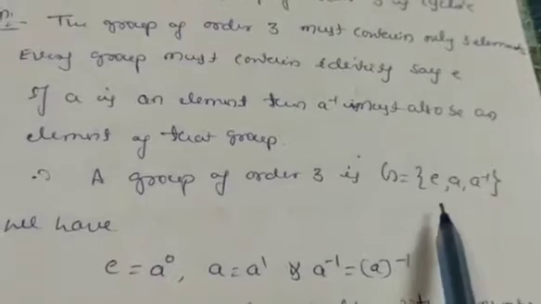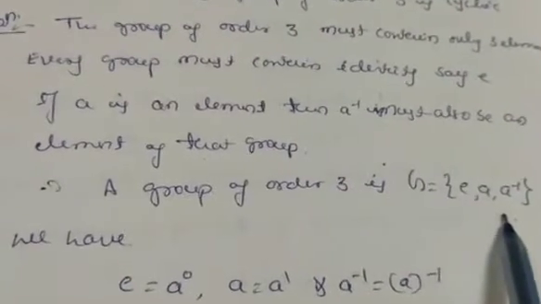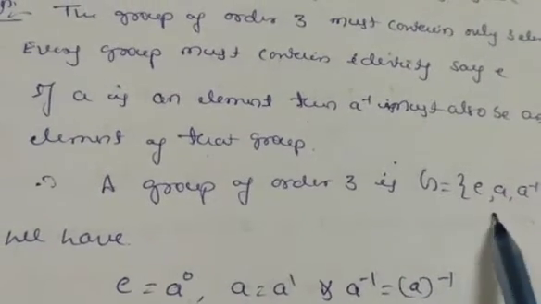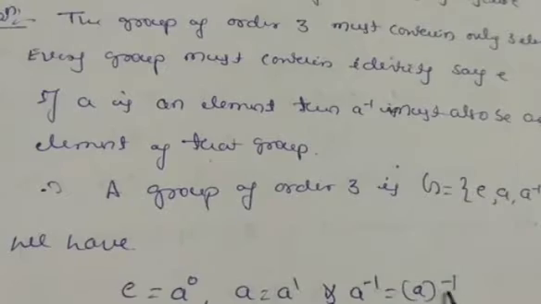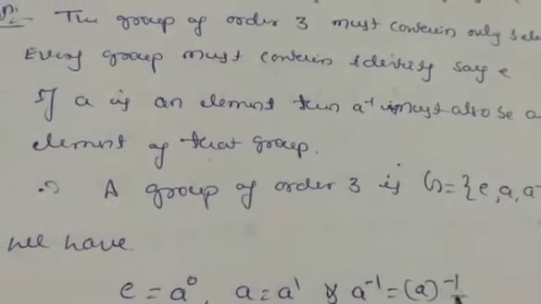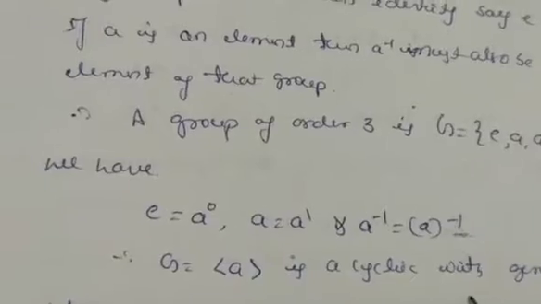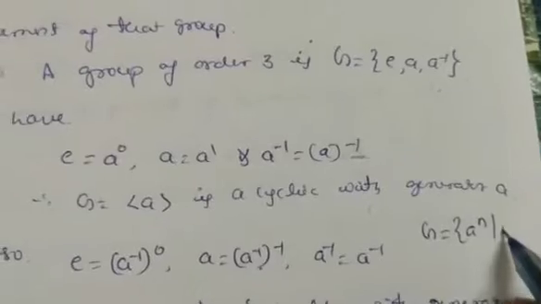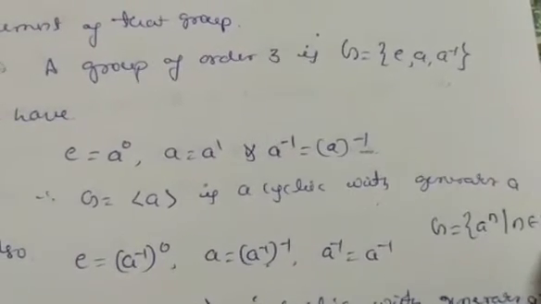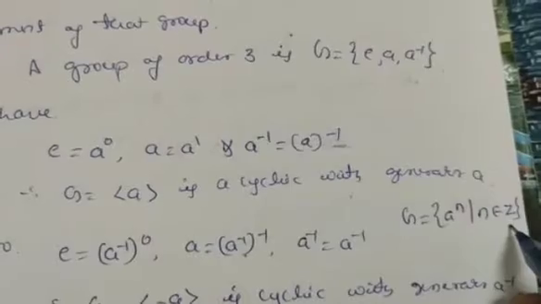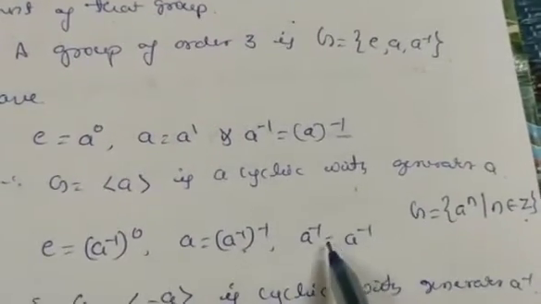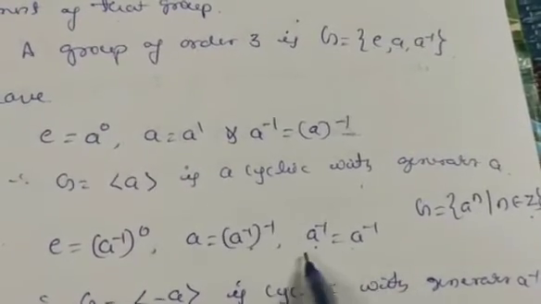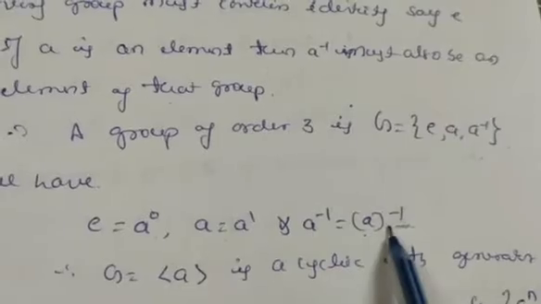Now we have to express all these in terms of any one element. Suppose e is nothing but a raised to 0, and a is a to the power of 1, and a inverse is a to the power of minus 1. We know the definition of a cyclic group is G is equal to {a raised to n, such that n belongs to Z}. You know Z means integers. Integer means it may be a positive or negative integer. So therefore a inverse is a to the power of minus 1.